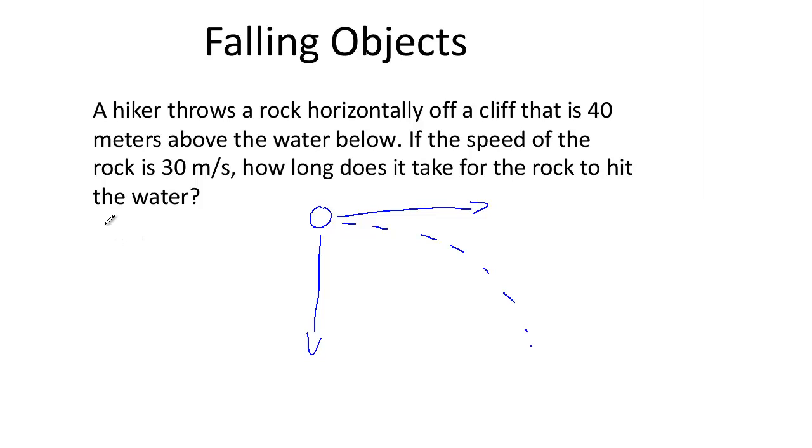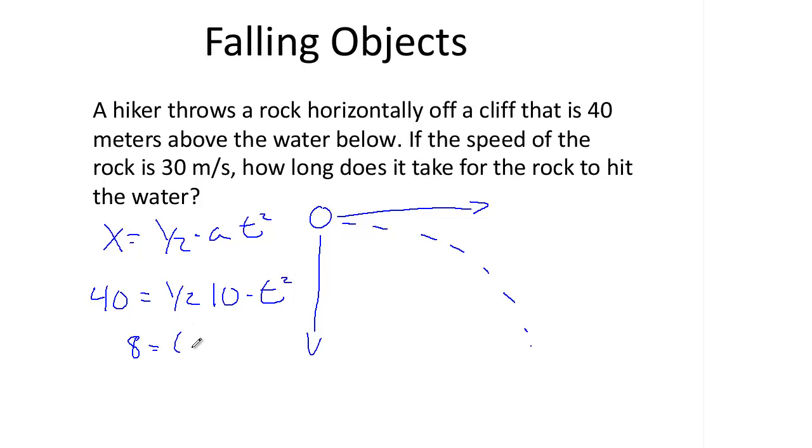The distance the object falls is equal to 1/2 times the acceleration of gravity times time squared. This time we know we're falling 40 meters, so 40 is equal to 1/2 times 10 for acceleration times time squared. And that's your equation. So 8 is equal to t squared, and you could approximate that to be roughly 3.